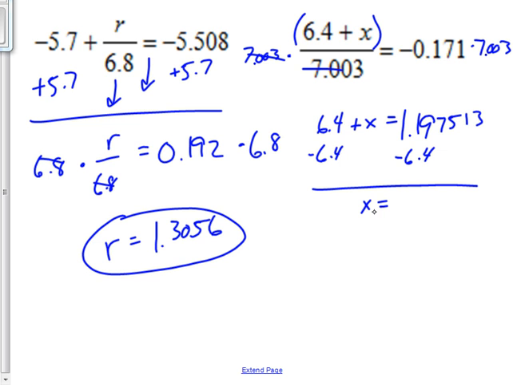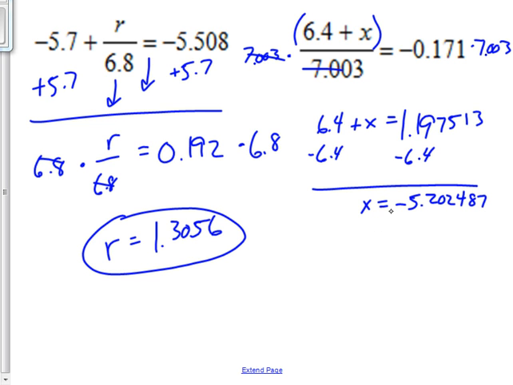And we're going to get x is equal to, okay, now we know this is going to be negative because we have negative 6 and a positive 1. So I'm just going to take that 6.4 minus 1.197513. And I know I'm going to have a negative 5.202487. So that doesn't repeat at all. It does terminate right there. So now take that and check it.